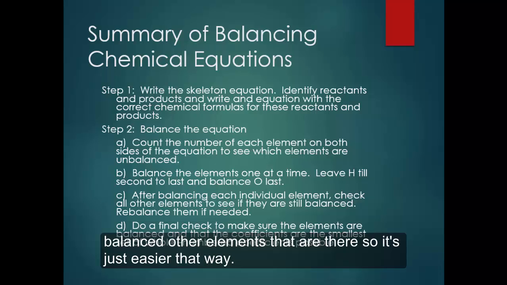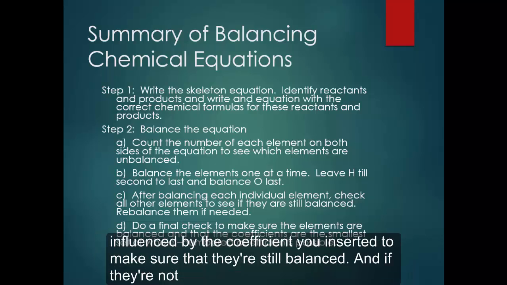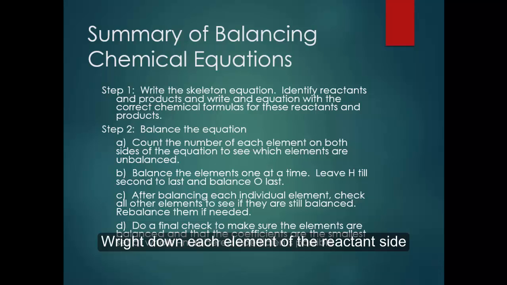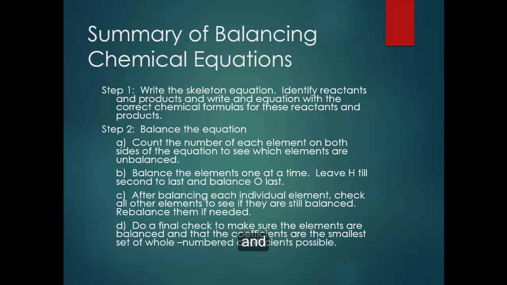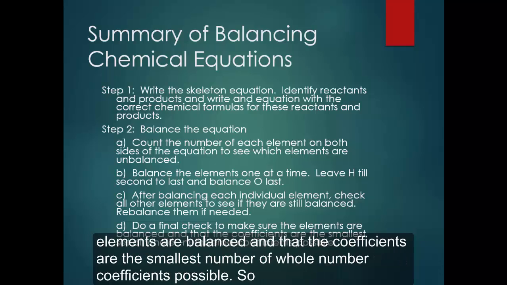After balancing each individual element, check all the other elements that you've influenced by that coefficient you inserted to make sure that they're still balanced. And if they're not, then go through and fix them, and then do a final check when you're all done. Write down each element on the reactant side and the quantity that you have on the reactant side, and then write each element on the product side and the quantity there to make sure the elements are balanced and that the coefficients are the smallest number of whole numbered coefficients possible.